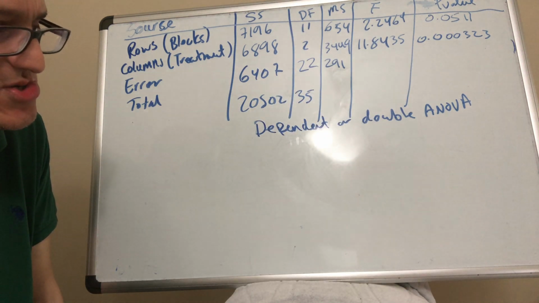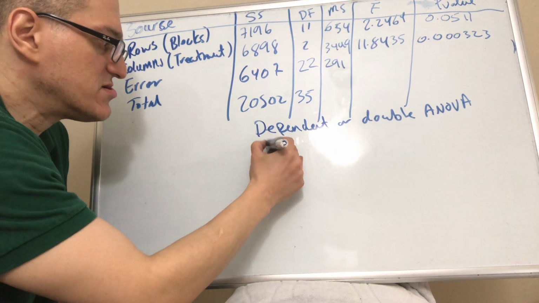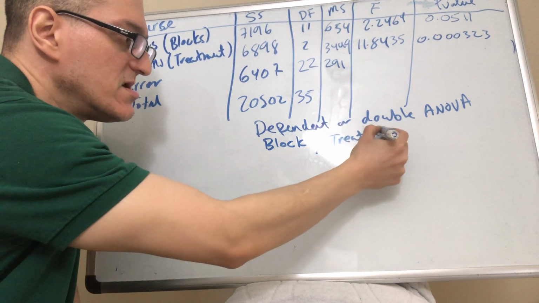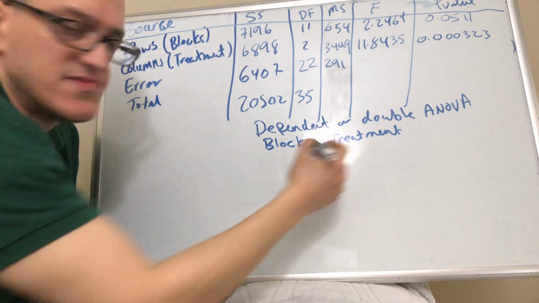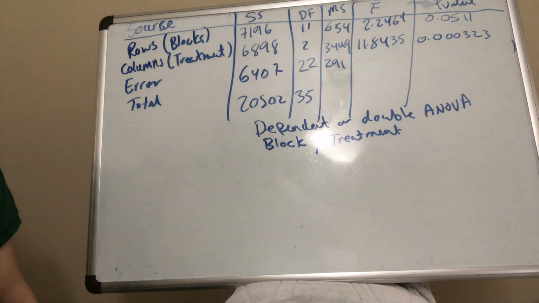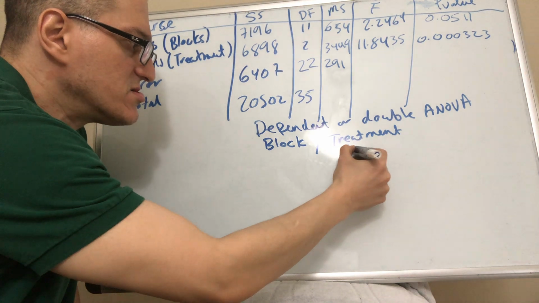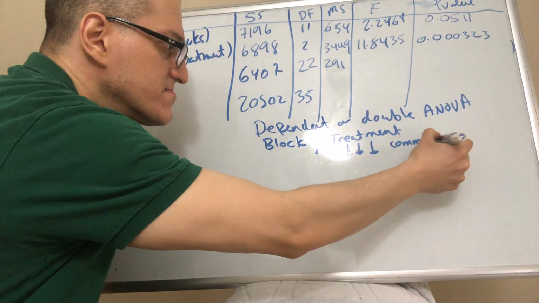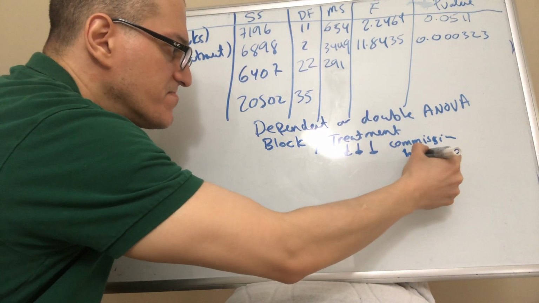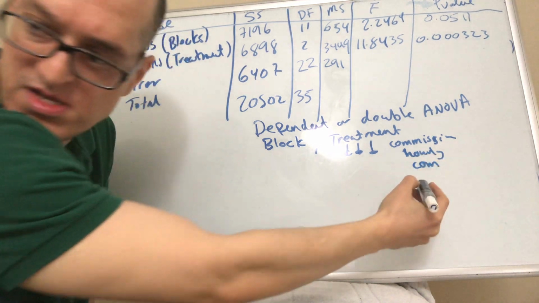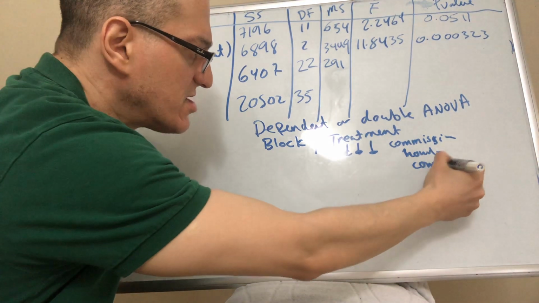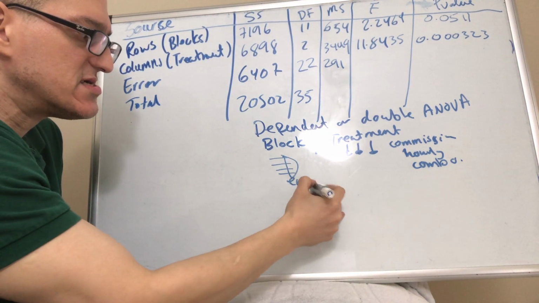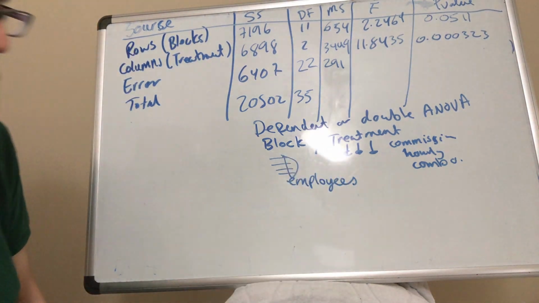When it's the same group, you need to know, do they want us to do it using block technique or treatment? Treatment would be, in this case, the hourly, commission, combo, so information going down, which is the commission, the hourly, and the combo of both. Block would be anything going this way, and in this case, it's the employees, the 12 employees.